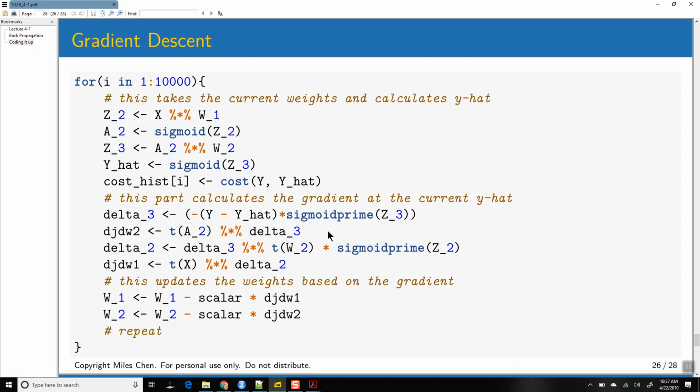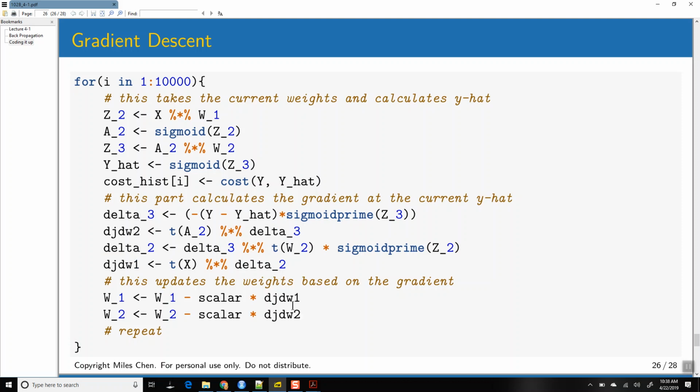So this is exactly what I had earlier, where I calculate dJ with respect to W2 and dJ with respect to W1. So this calculates the gradient, and all of that backpropagation calculus work that we had to do basically just turns into this, okay?